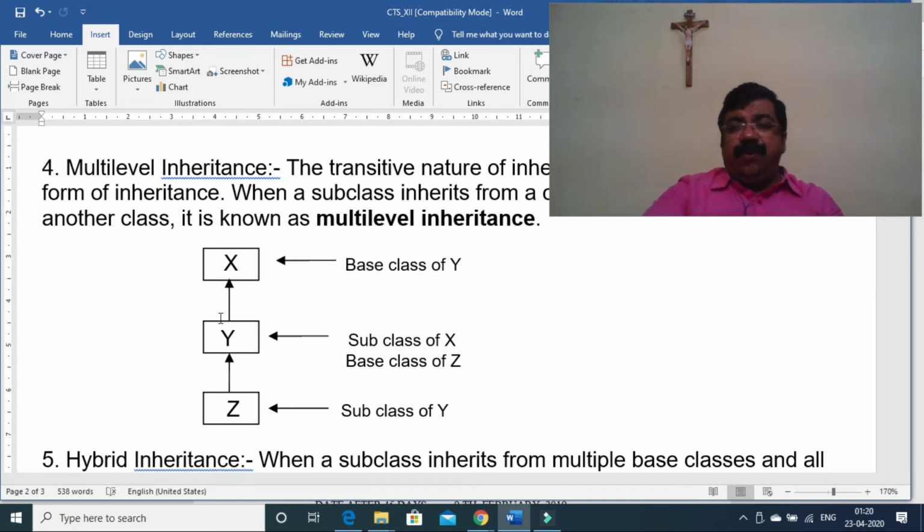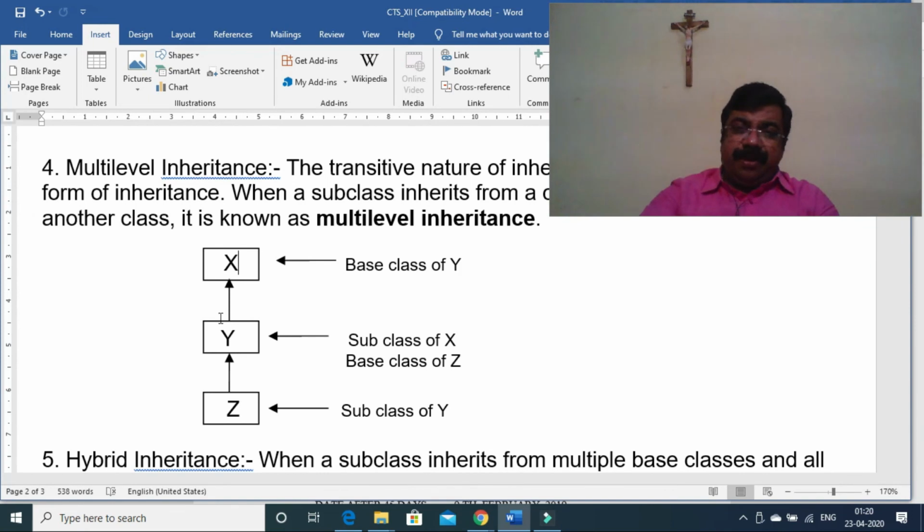Okay, see, whatever points I said so far, 4 models of inheritance I said. You can see each and every one of them has an example in the real world. That's why we say object-oriented programming language is close to the real world. Everything has an example.